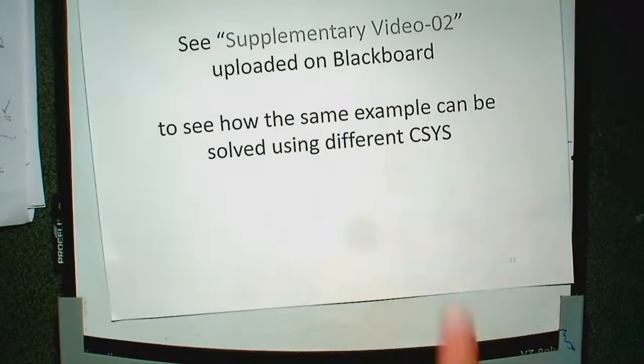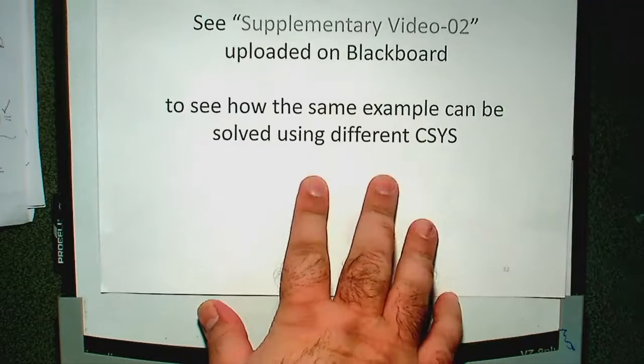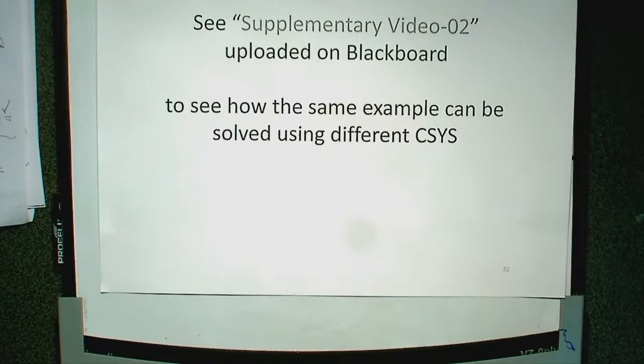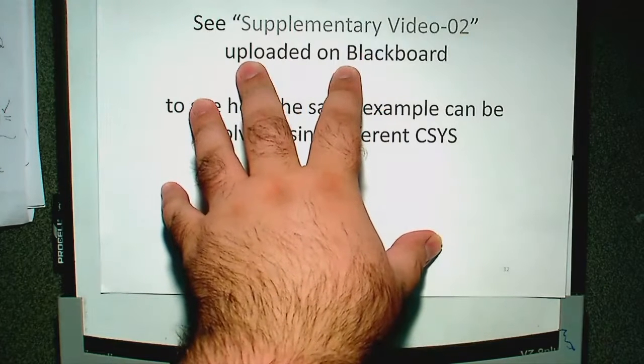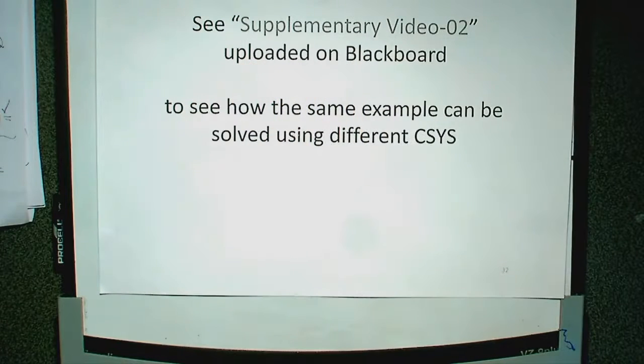Check the blackboard and see how I solved the same example using a different coordinate system. In the exam, I submitted the exam paper yesterday, and in all questions I specified the coordinate system to make your job easier. But if you face any question without a coordinate system, feel free to choose whatever you want, but you have to state clearly this is the origin, this is the sign convention. Otherwise, we cannot follow your solution procedure.